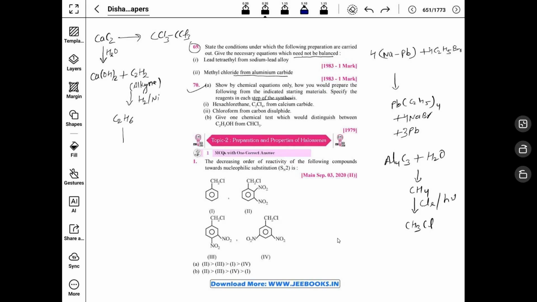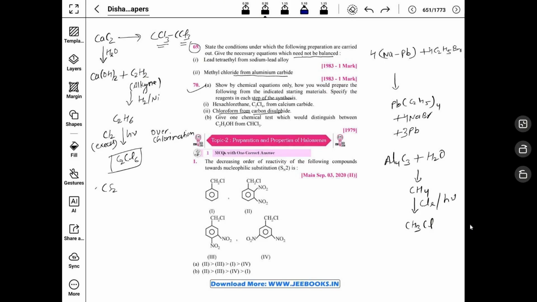And now we know that we have to get hexachloro, so we have to do over chlorination. Therefore we can use chlorine with light and in excess. Then we will have C2Cl6.